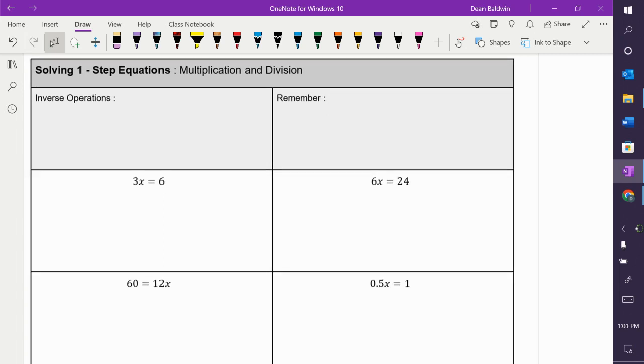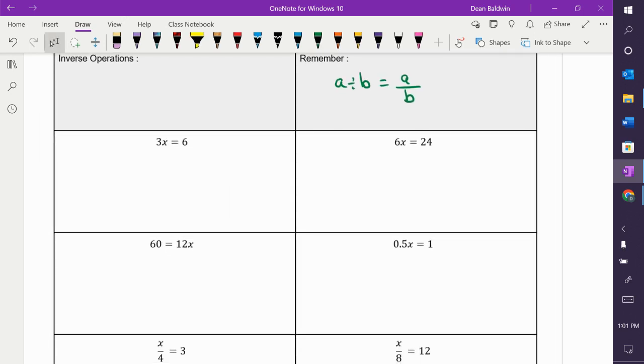All right. Multiplication, division. So we've already talked about the inverse stuff, but what I want you to remember over here is that A divided by B is the same as A over B. Those mean the exact same thing. Okay.